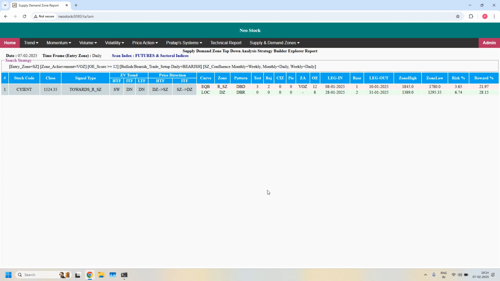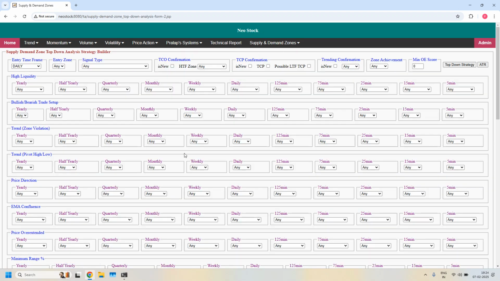Okay, next, weekly income trades we will generate, bullish and bearish trade setups. First, the bullish trade setup for weekly income trade. Entry time frame is 75 minutes. Entry zone is demand zone. In bullish or bearish trade setup at entry time frame 75 minutes, I am selecting bullish.